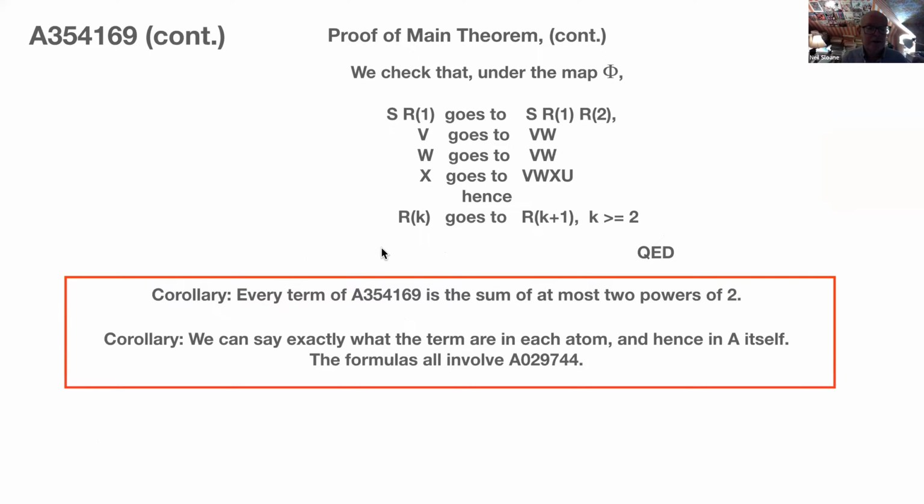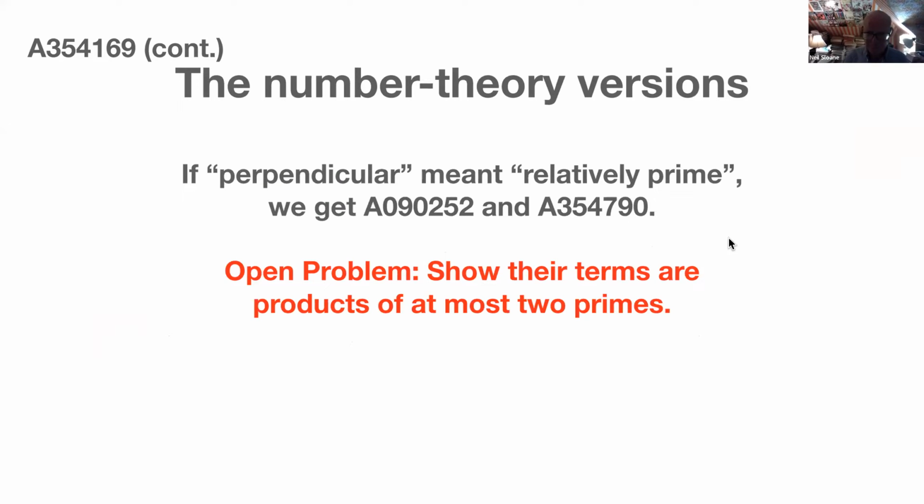One of the big questions was to prove that every number in the sequence is either 0, a power of 2, or the sum of 2 powers of 2. That's proved fairly difficult to prove, but it's now a corollary of our theorem. And we can also say essentially what every term in the sequence is.